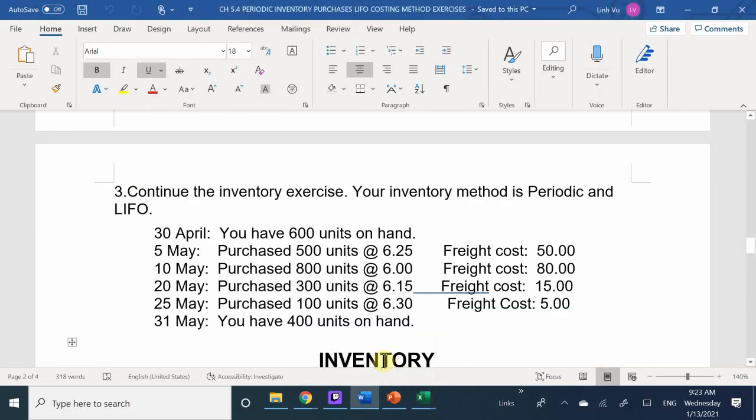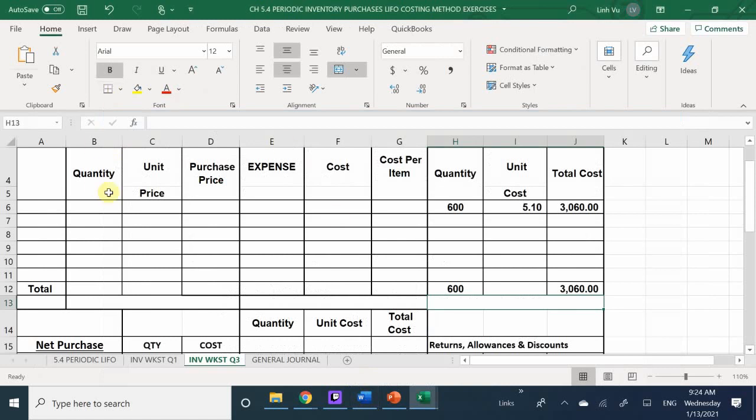So on May 5th, we purchased another 500 units at $6.25 each with a freight of 50. So May 5th, 500 units, $6.25 each with a freight of 50.